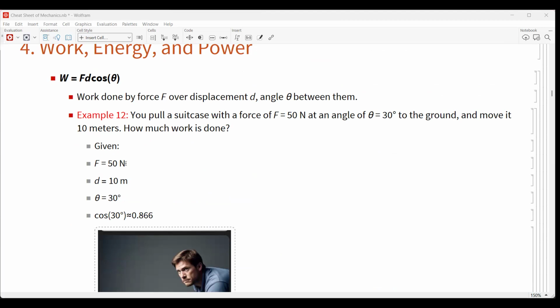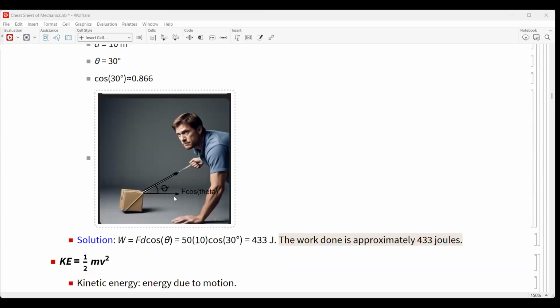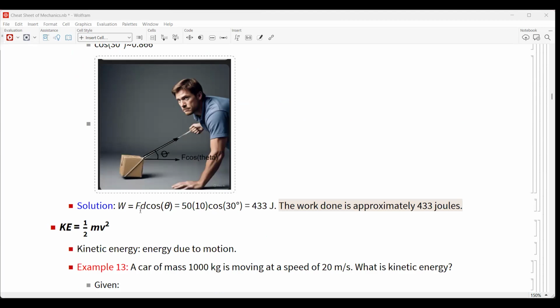So the force here is 15 newtons. Distance equals 10 meters. The angle is equal to 30 degrees. So cosine 30 degrees is equal to 0.866. The solution here: the work is equal to F d cosine theta. The force is 15 newtons, the distance is 10 meters, at an angle of 30 degrees with respect to the ground. So that is equal to 433 joules. The work done is approximately 433 joules.